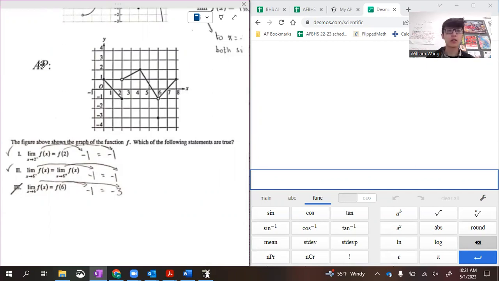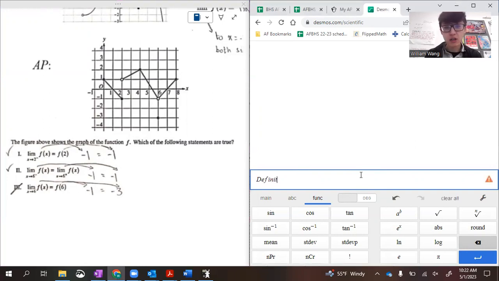All right, let's look at this first one. The figure above shows the graph of the function f. Which of the following statements are true? All right, so it's a bunch of limit statements. You'll see limit as x approaches 2 from the left is equal to f of 2. So let's first figure out what is a limit.